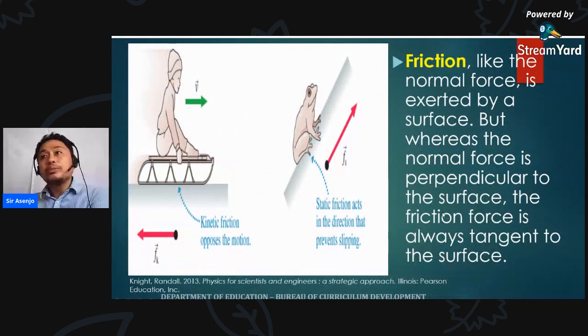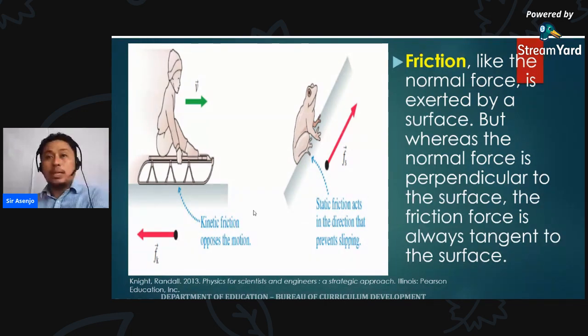Now let's have friction. Okay, we're done with normal force, spring force, tension force. Let's talk about friction. Friction is an example of contact force again. Friction, like the normal force, is exerted by a surface. See, still the agent is the surface, just like the normal force. But what's the difference? Whereas the normal force is perpendicular, remember, normal force is perpendicular to the surface. The friction force is always tangent to the surface, not perpendicular. That's the difference between normal force and frictional force. Normal force is perpendicular to the surface. Frictional force is tangential to the surface.